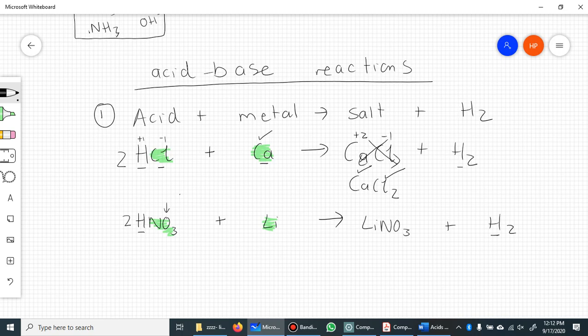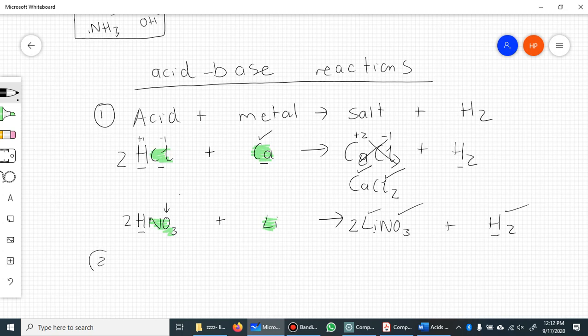There's 1 lithium here, 1 lithium here, so that's fine. Then there are 2 nitrogens on the left, only 1 on the right, so let's put a 2 here. Then you have 2 times 3, 6 oxygens on the left, and 2 times 3, 6 oxygens on the right. Okay, so everything balances out.